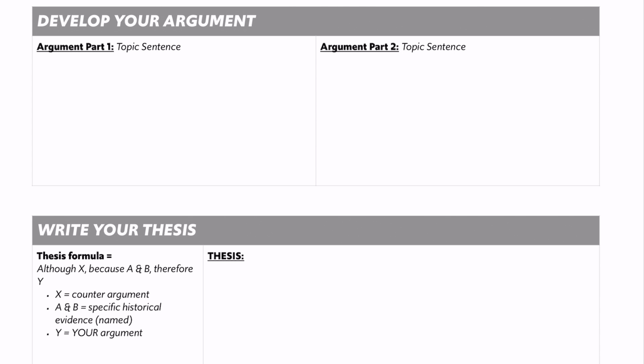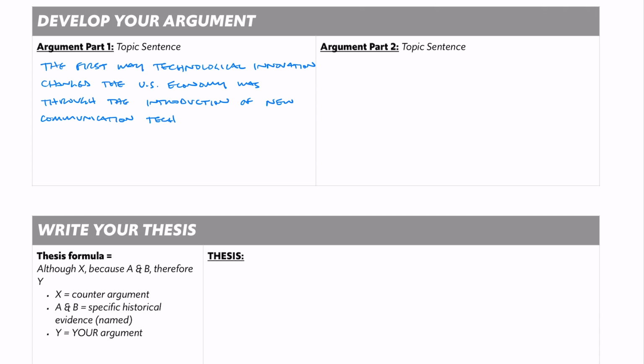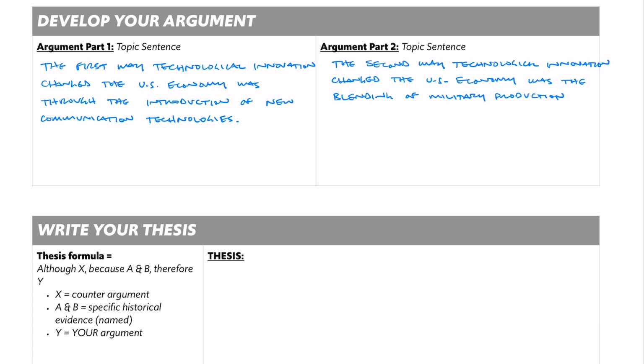So my first topic sentence is going to read like this. The first way technological innovation changed the U.S. economy was through the introduction of new communication technology. Then my second topic sentence is going to read like this. The second way technological innovation changed the U.S. economy was by the blending of military production with industrial output.